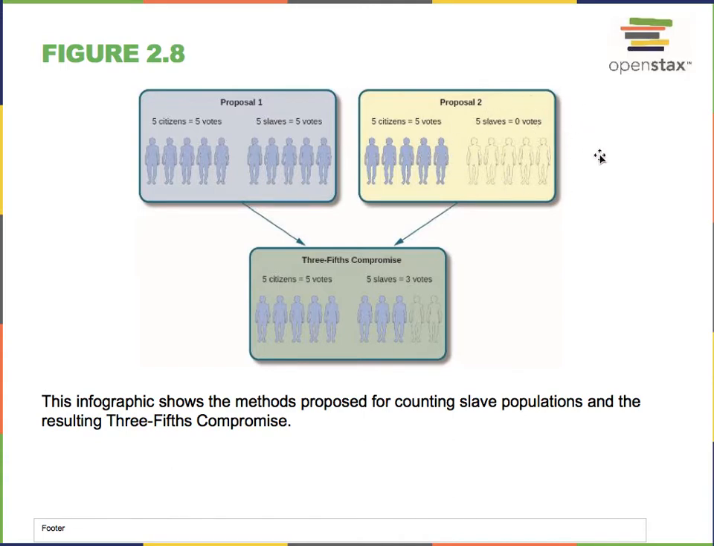So what did they do? They had a conversation. They had a compromise. 5 citizens, 5 votes. They both agreed on that. 5 slaves will get you 3 votes. So if you're a larger plantation owner with a larger amount of slaves, you gave your state more of a voice. Now, again, this isn't the class to be debating the virtues of slavery or the complete lack of virtues of slavery. I'm just trying to give you context of how the system was developed.